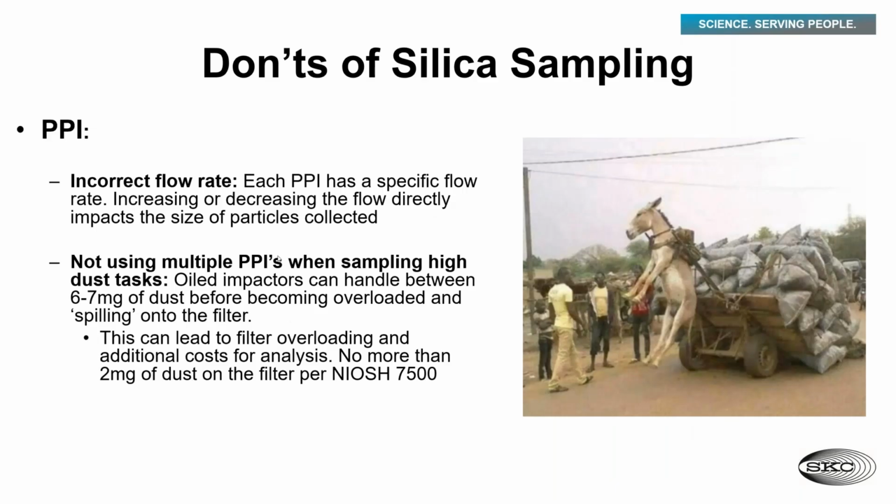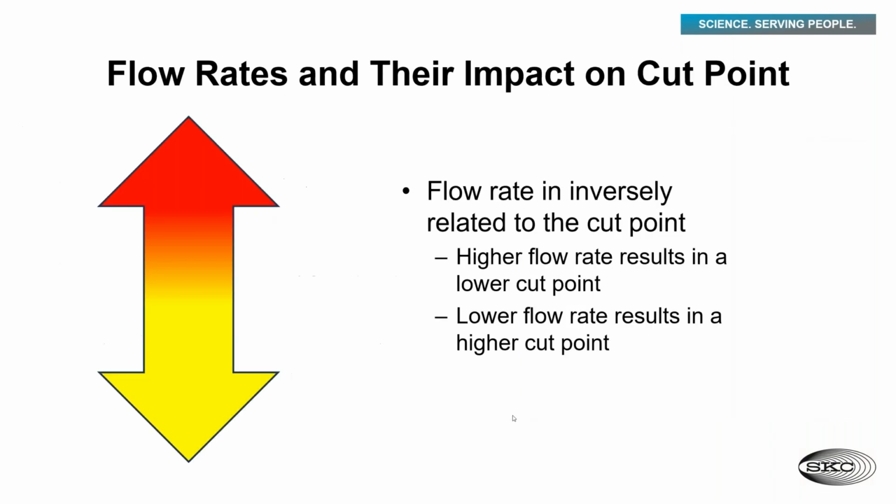As far as the don'ts for the PPI, the main ones are going to be incorrect flow rate and not using multiple PPIs for high dust sampling tasks, very similar to the cyclone. You're going to run into the same types of issues. The nice thing about the PPI is it can handle about 6 to 7 milligrams of dust on the oiled impactors before you start overloading the impactors and dust starts spilling onto the collection media below. So for the same reasons that you want to use multiple cassettes throughout the shift on really dusty tasks, the same thing goes for using multiple PPIs on those particular types of tasks.